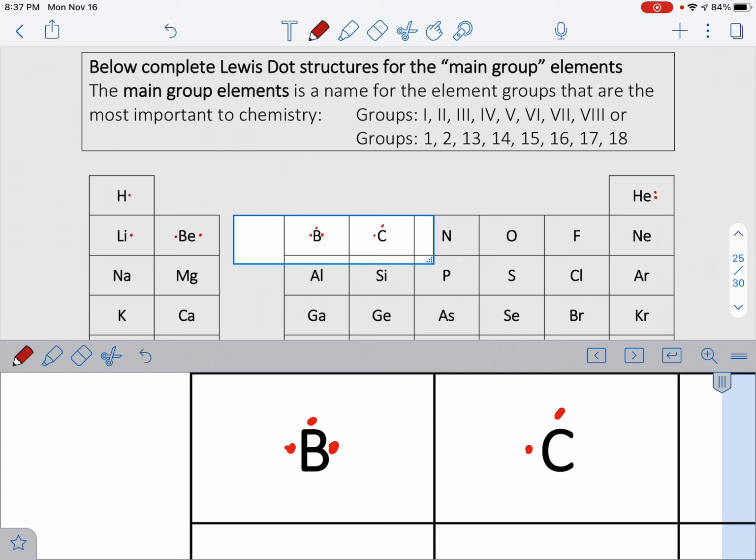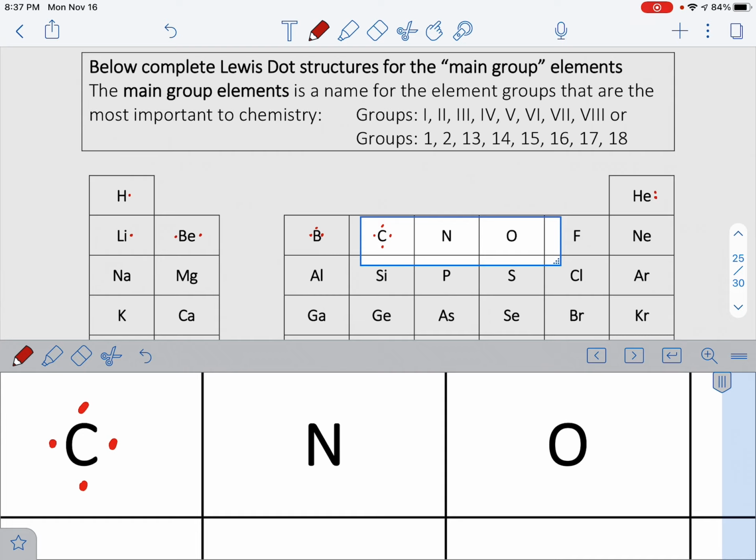Carbon has 4 electrons in valence because the other 2 electrons are in the first shell. We don't have to draw those because they're inside of the outside shell. The outside shell is on the outside. Nitrogen has 5 electrons on the outside, so it's going to go 1, 2, 3, 4, and then because we have an extra one, we have to pair it.